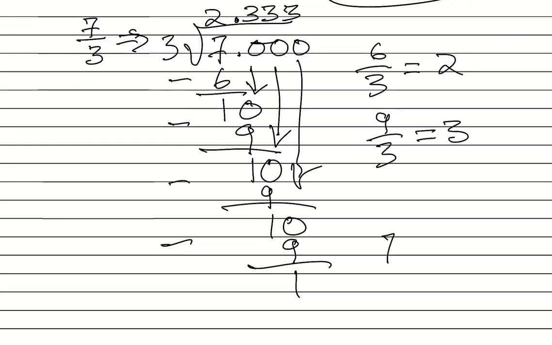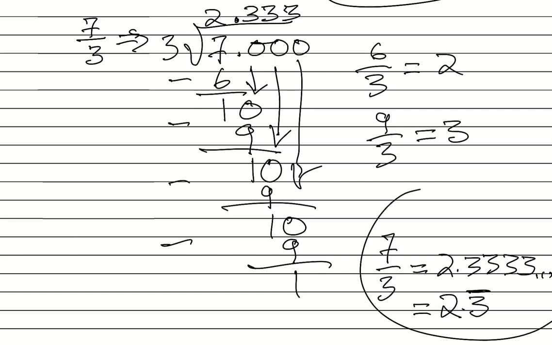Basically, you say 7/3. It gives you 2.333. You keep going. You can say dot dot dot, or you can say the same thing, 2.3, and you put the bar there. See, the same thing. So that's the solution there.